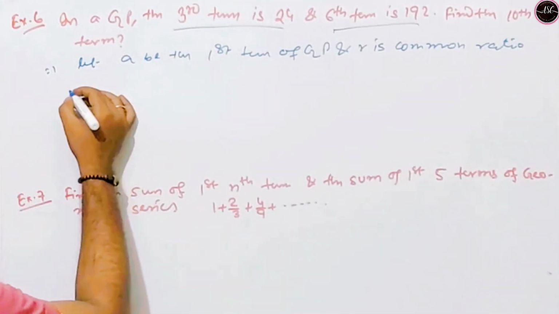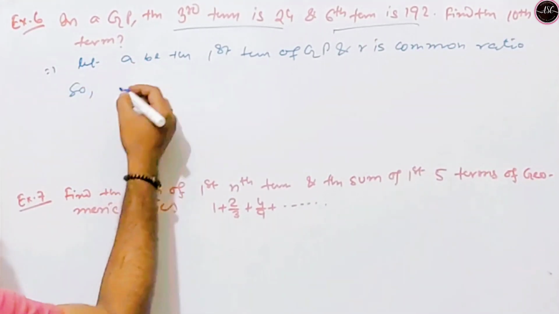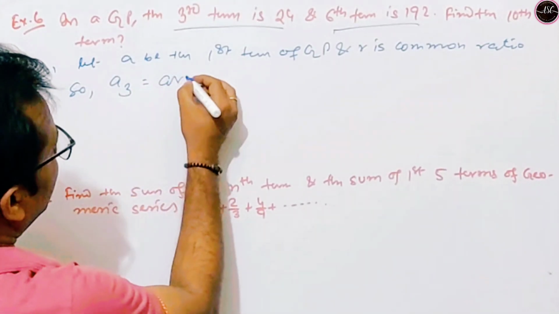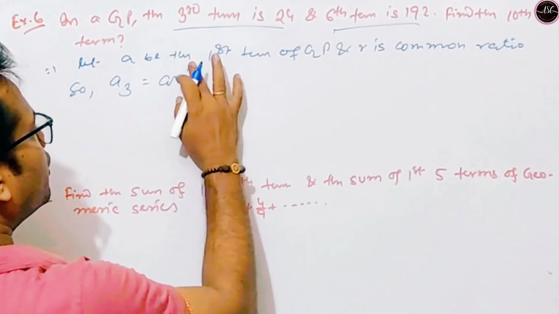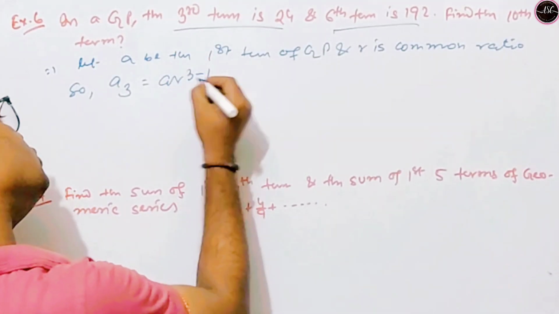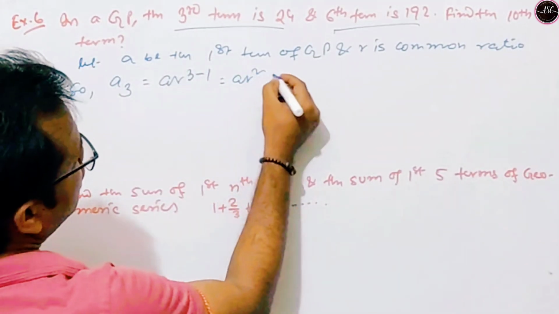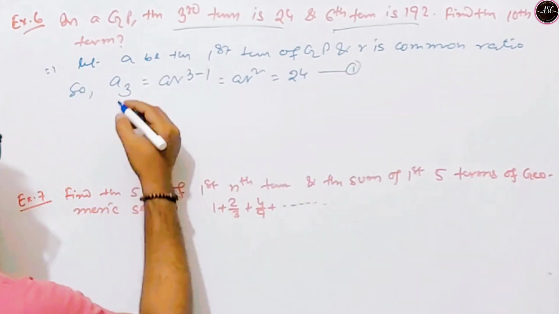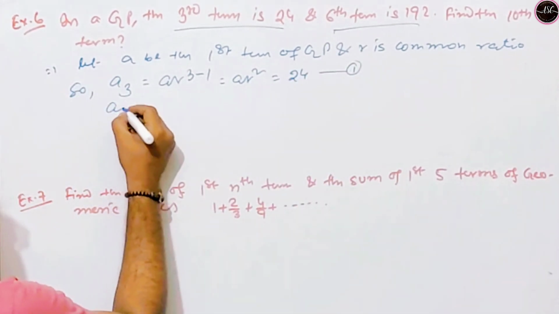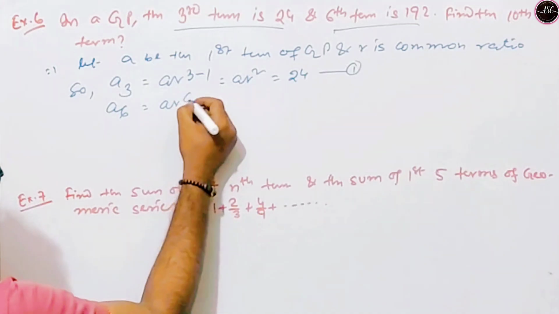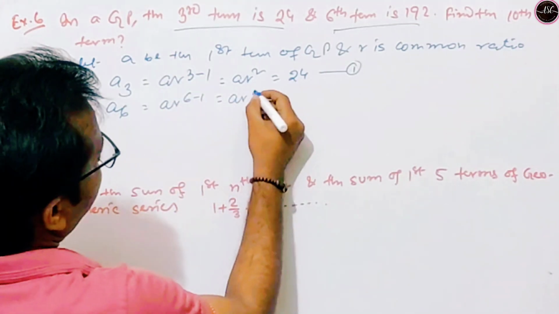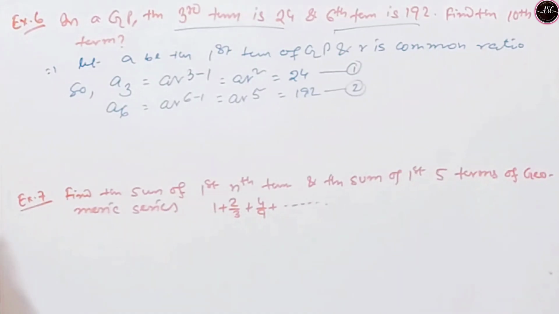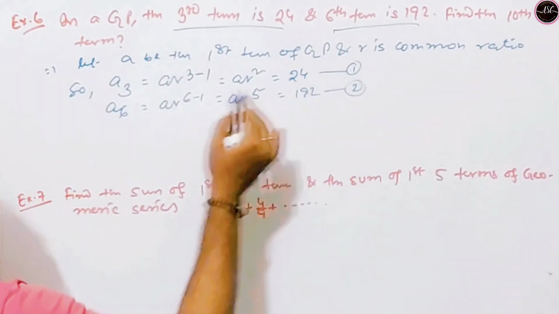So by the formula we know the third term A3 equals ar squared. That means ar to the power 3 minus 1 equals ar squared, which by the condition equals 24. This is equation number 1. And now the sixth term, A6 equals ar to the power 6 minus 1, which is ar to the power 5, equal to 192. Now just divide equation 2 by equation 1.